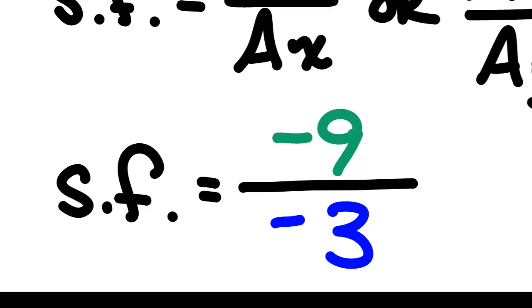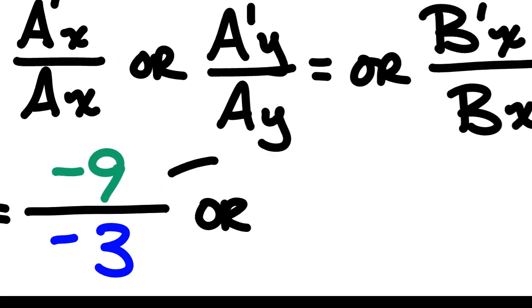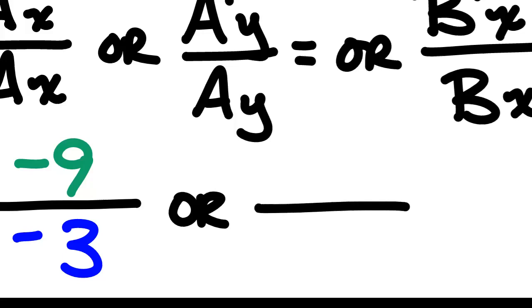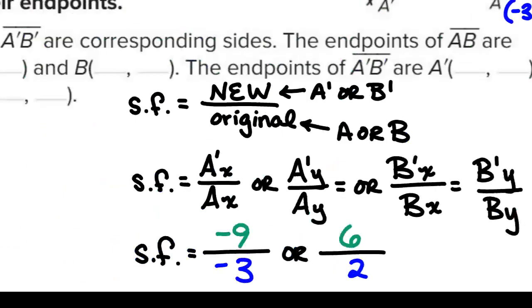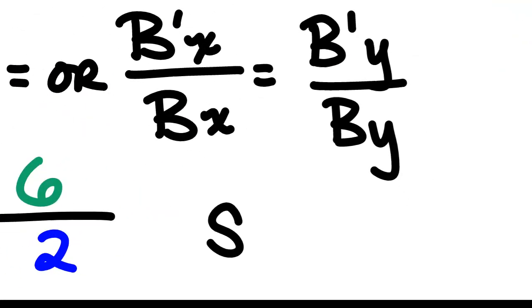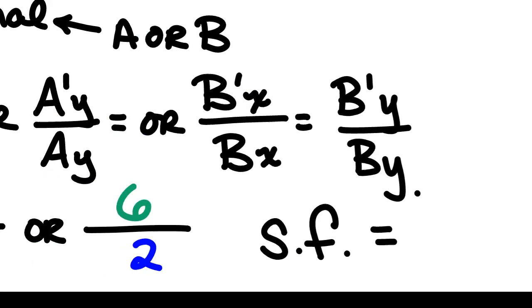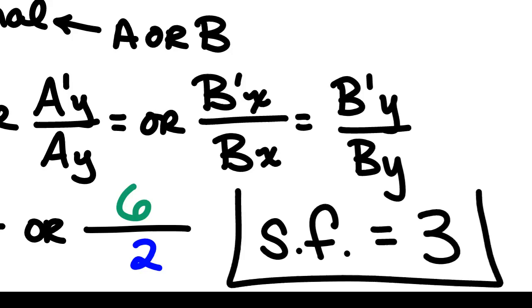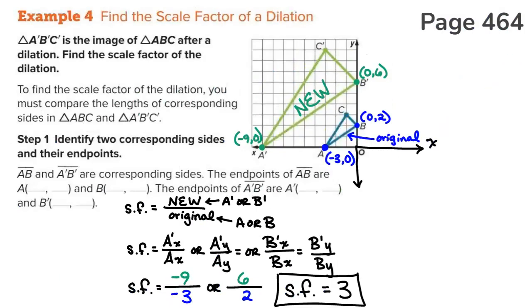Over negative 3. Or if we had chosen point B, I would have what over what? 6 over 2. Either way, no matter which one I do, I get a scale factor of what? What is negative 9 divided by negative 3, or 6 divided by 2? 3. Thank you. So we get a scale factor of 3.